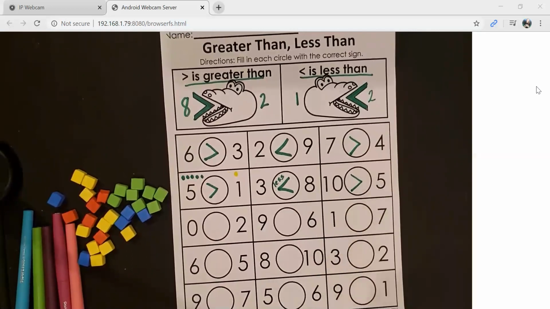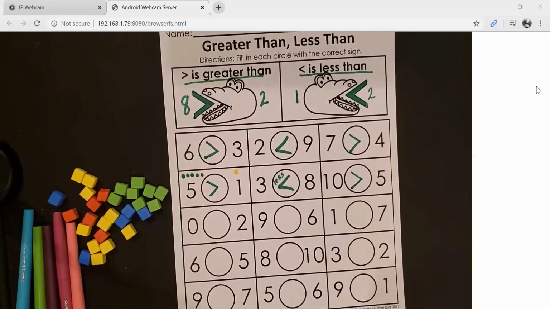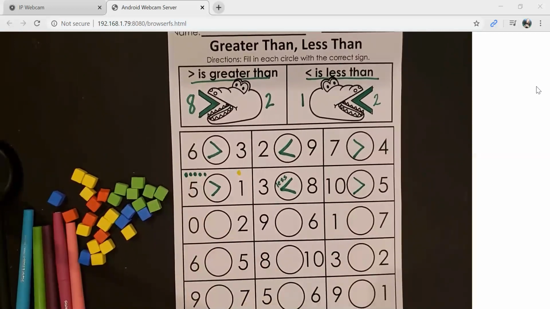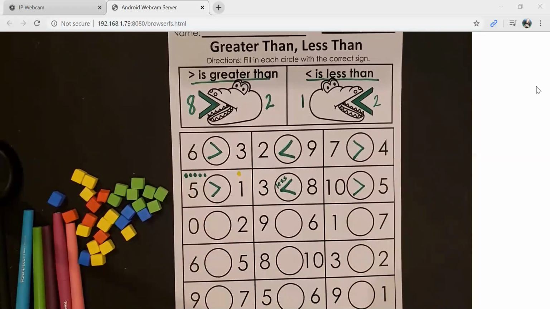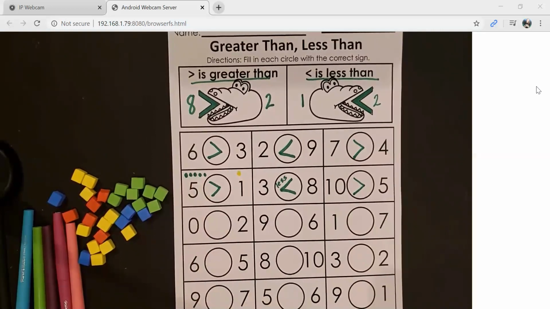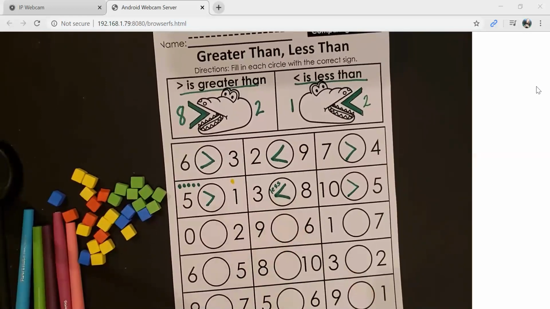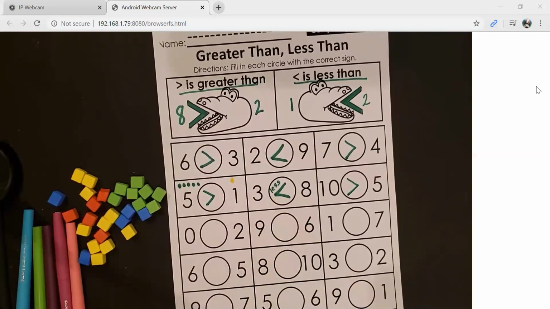Good job. Y'all don't forget that you could also draw dots if you don't have any manipulatives, and also try to use your describing words and compare just talking to your families. Mom, Dad, this is 3 is less than 8. Maybe even teach it to some of your younger brothers and sisters that may be coming to kindergarten next year. We would love that.